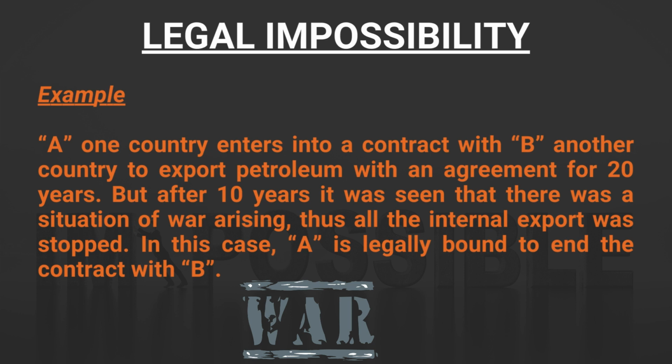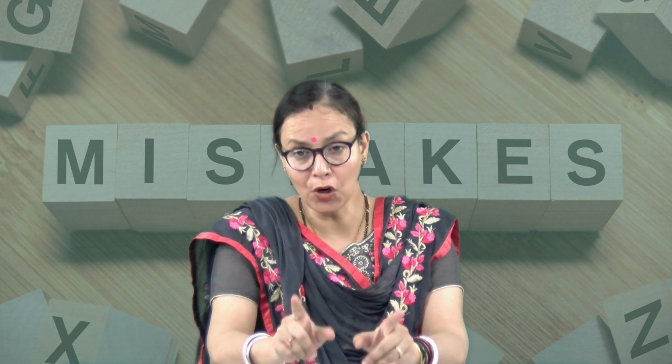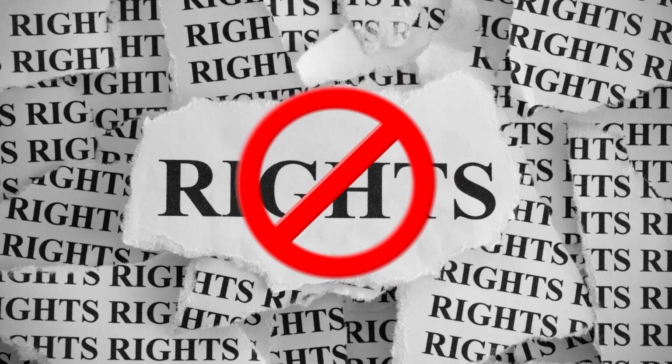So all the internal exports were stopped by the country. In this case, A is legally bound to end the contract. So that contract is unable to be performed. Obligations will remain unfulfilled under legal impossibility. But both parties cannot have challenging rights towards each other.